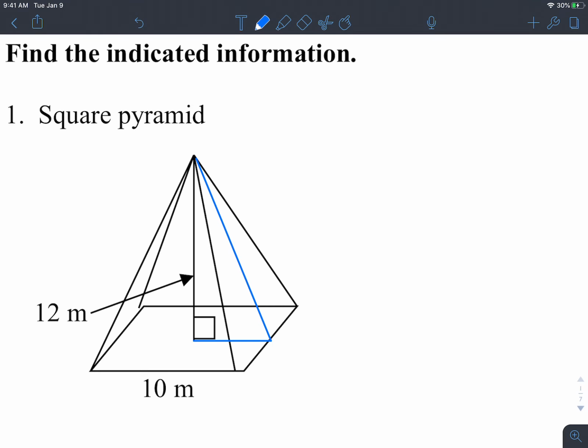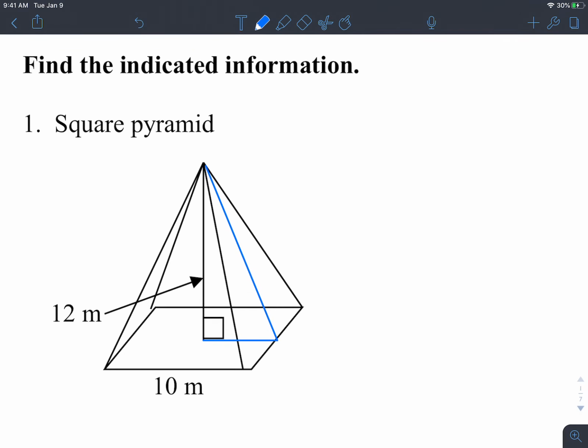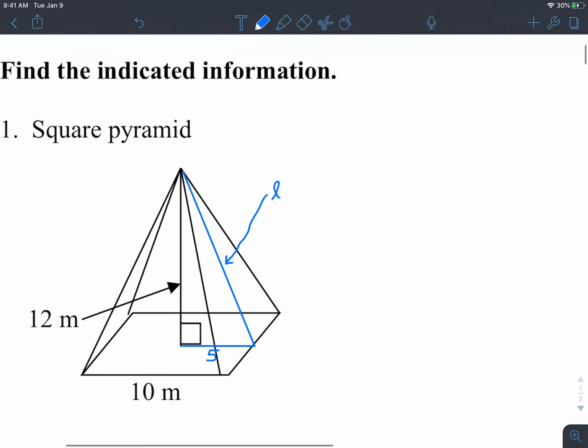And if you have a square pyramid, that means the bottom piece of that triangle should be 5 right there. And then we will do Pythagorean theorem. The reason we do Pythagorean theorem there is to find the slant height. We usually use L for that. So I guess we will go and do 5 squared plus 12 squared equals C squared or L squared or whatever you want to put there for that. And that helps us find the slant height.